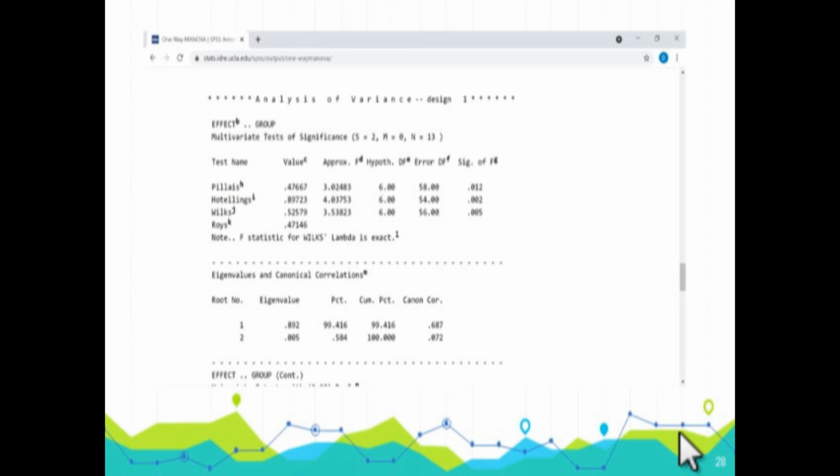By the way, let me give you a definition of what these eigenvalues and canonical correlations are. This section of output provides the eigenvalues from the product of the sum of squares matrix of the model and the sum of squares matrix of the errors. So there is one eigenvalue for each of the three eigenvectors of the product of the model sum of squares matrix and the error sum of squares matrix.